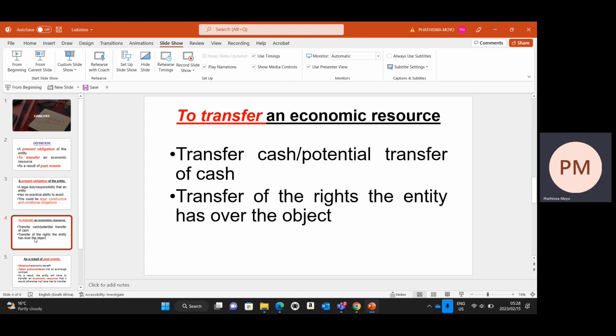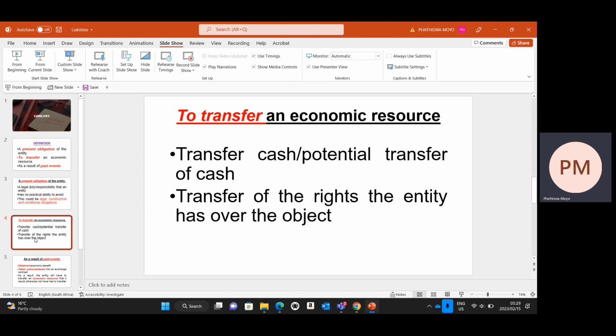Then it says to transfer an economic resource. It's a potential transfer of cash. So this refers to when there's a lawsuit against the company, Mr Price, and they say if the customer wins this case, we'll be obligated to pay them 300,000. So that 300,000 is a potential cash transfer, but sometimes there's an actual cash transfer.